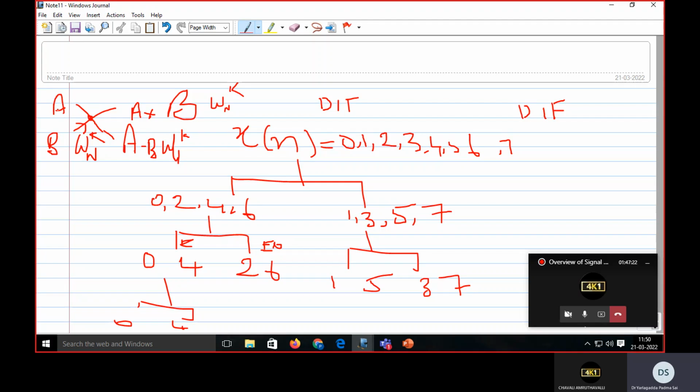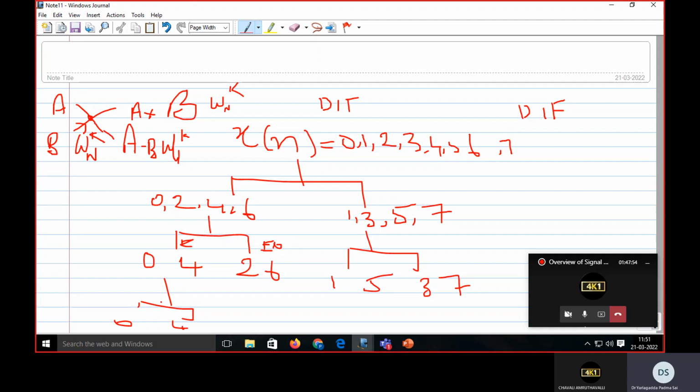Initially you are having multiple stages. Once you apply input here, you will get your output here. For the next stage, you don't require these inputs. What we are doing is storing these outputs in place of the previous inputs. Because of that, we are able to reduce memory locations. That we call in place computation: in place of previous inputs, we are storing present outputs.